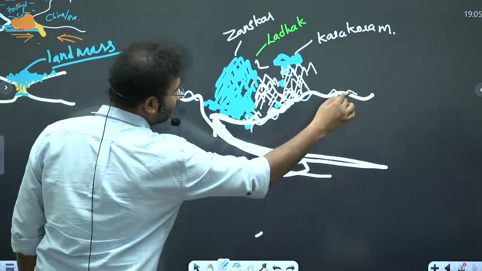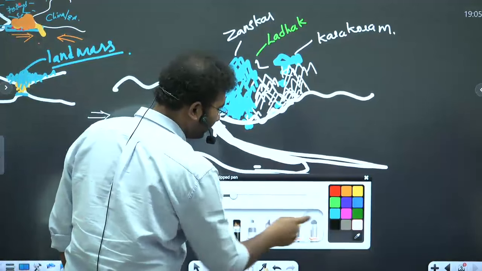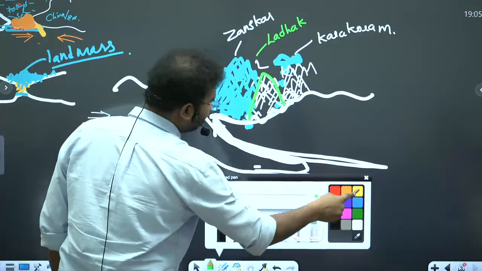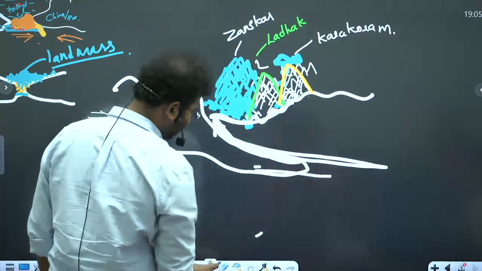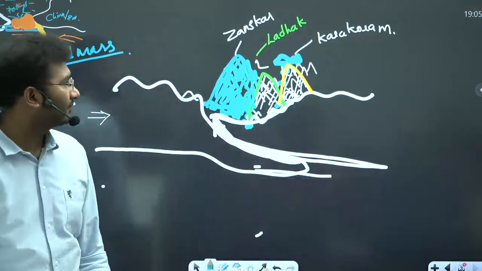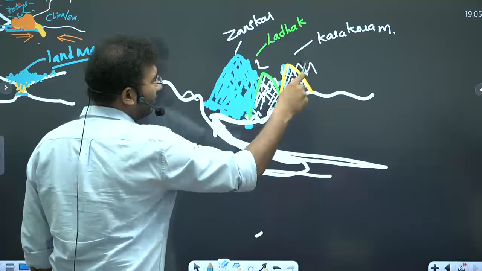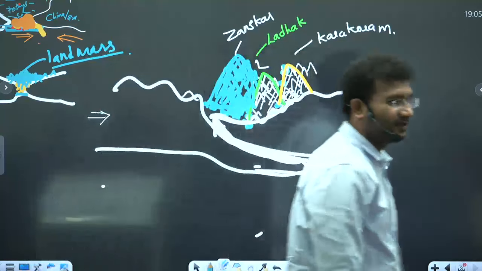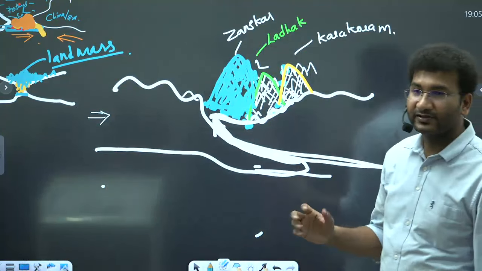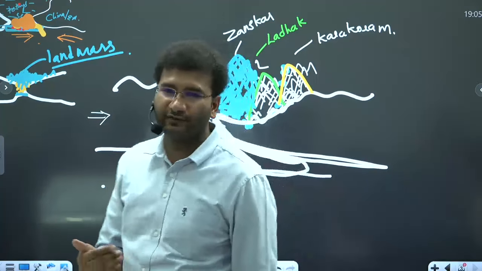Look here, I'll draw the diagram and make it a little more simplified. This is your Ladakh, this is your Karakoram, and this is your Zanskar. On all of these three, you find Tethys sediments, right? So continuous formation of mountains took place. Now comes the picture of formation of Great Himalayas.